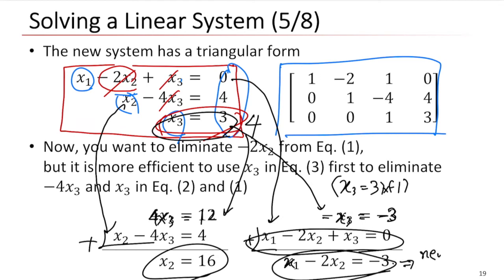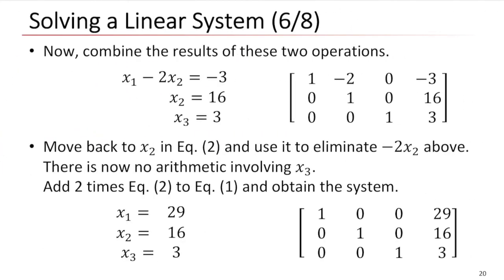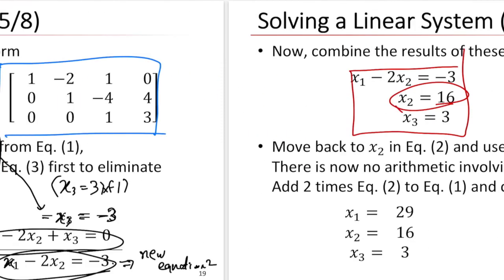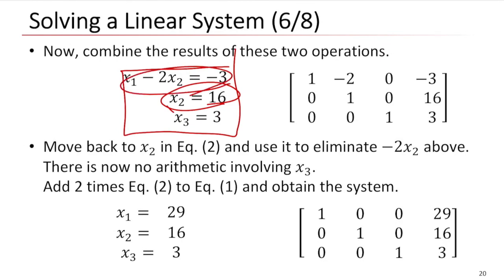This will be the new equation 2, right? So combining the result of these two operations, we can get a more easier notation like this, right? Because these equations are from here, these equations are from here, right? And these values are also represented in an augmented matrix form like this, right?